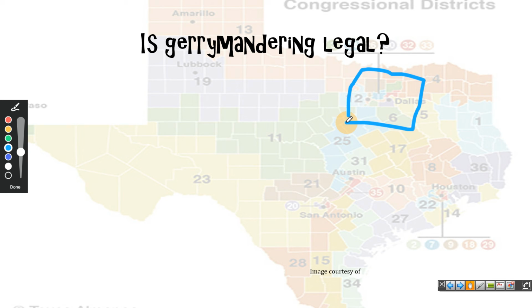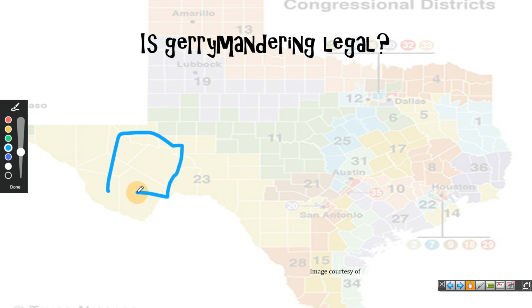Again, I'm somewhat just estimating these numbers, but let's just say about 7 million people. So one person's vote counts for 1/7 millionth, right? But in these areas, you might only have 100,000 people in this square. So each person's vote is going to count so much more.